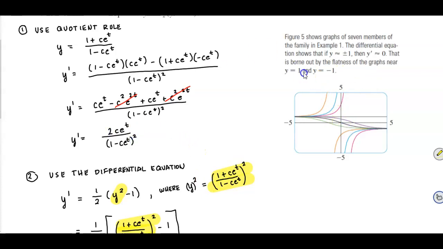And what that means here is if you look at the graph in figure 5, it shows graphs of 7 members of the family in example 1. The differential equation shows that if y is approximately plus or minus 1, then the derivative is approximately 0. And that is borne out by the flatness of the graphs near y = 1 and y = -1.